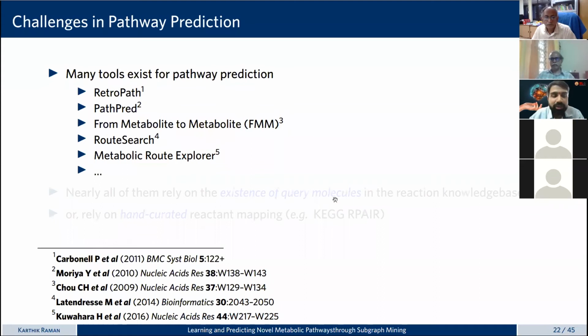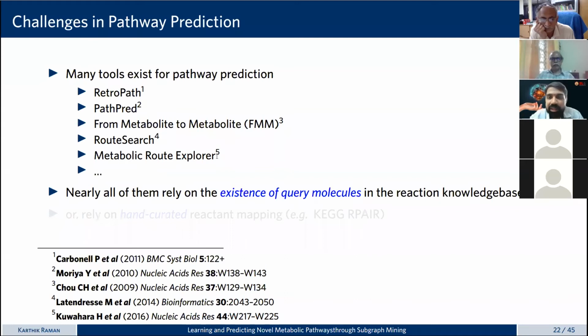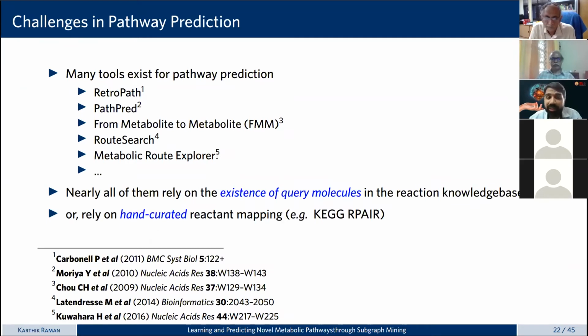There are many tools that already do this. We weren't the first to do this. There are tools called RetroPath, PathPred, and so on. Metabolic Route Explorer, or MRE, is particularly nice. But nearly all of them rely on the existence of query molecules in the reaction knowledge base. So they look at the known molecules and then identify alternate paths or probable paths and things like that. Or they also rely on hand-curated reactant mapping, meaning there is a chemist or a biochemist who's looked at the reaction mechanisms and has identified what atom in glucose is now retained when it becomes glucose 6-phosphate and what atom has gone out into ADP and things like that. So this involves a lot of hand curation and a lot of manual effort.